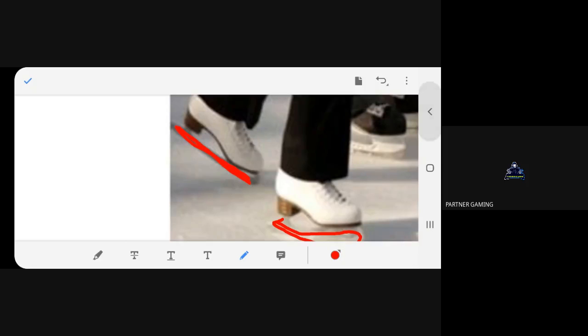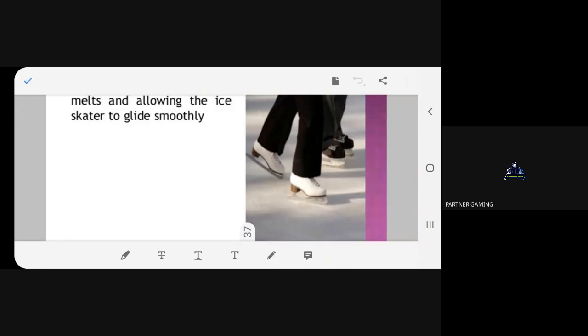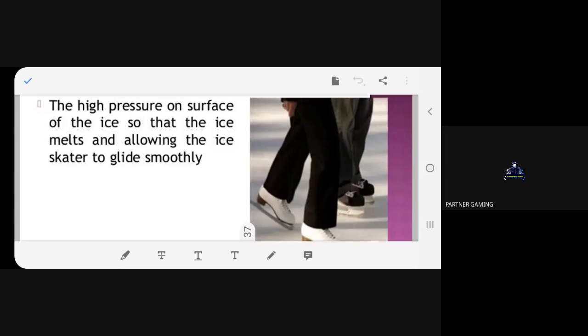Now the person is skating on the ice. What happens? He's applying the pressure, his body pressure, on the feet. From the feet, it goes to the skate. The pressure of the body is on the feet; from the feet, it's going to the skate. You understand now? So, where is the pressure applied? On the skate. From the skate, the pressure is applied on the ice on which he is skating.